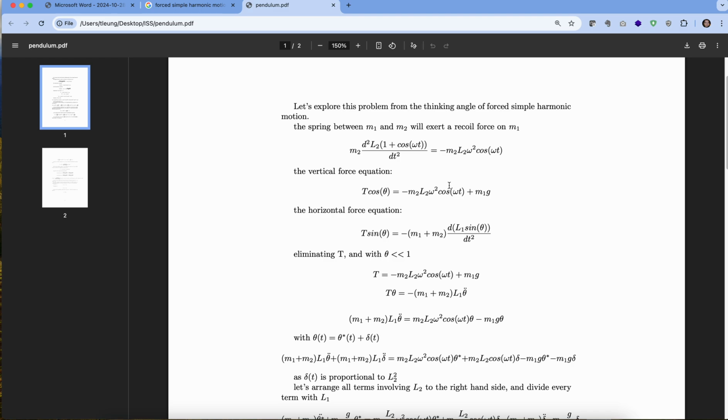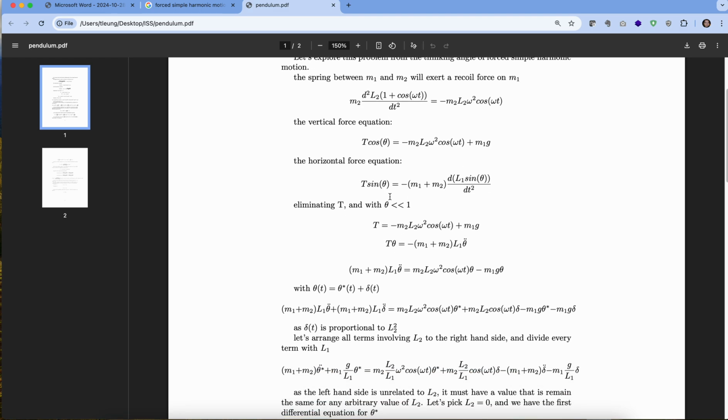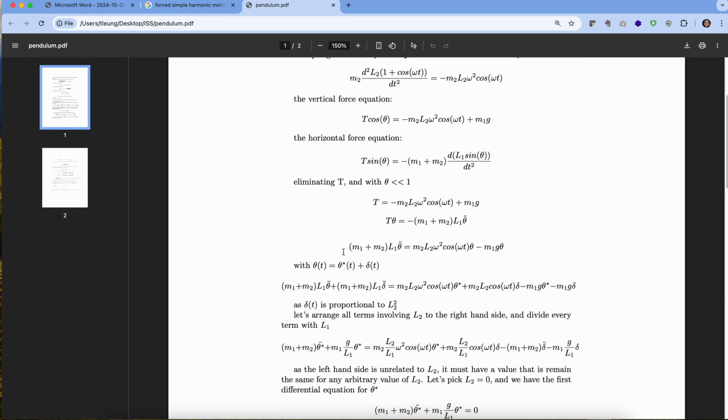Now here, assuming the tension is T, then the vertical force equation is this one, and the horizontal force equation is this one. Let's eliminate T, the tension, with the assumption that theta is small, much less than 1. In this case, cosine theta approaches 1 and sine theta approaches theta. And the equation of motion simplifies to these two. Eliminating T, we get this one.